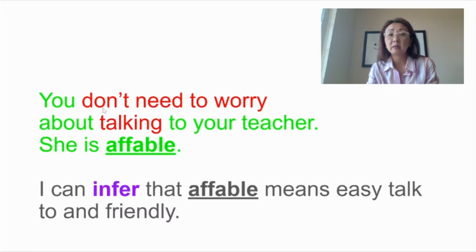I am seeing some context clues like I don't need to worry about talking to your teacher, so don't need to worry, and I can talk to her, so she is affable. So I can infer, I can draw a conclusion, that affable means easy to talk to and friendly.